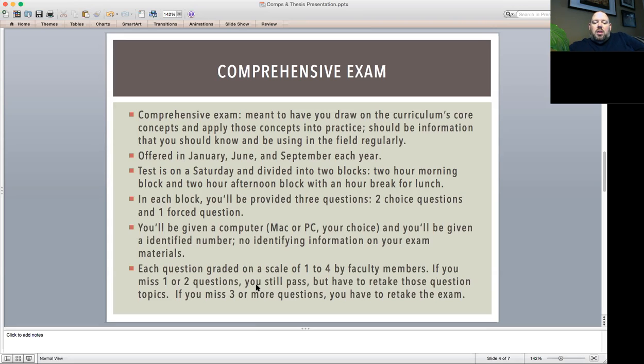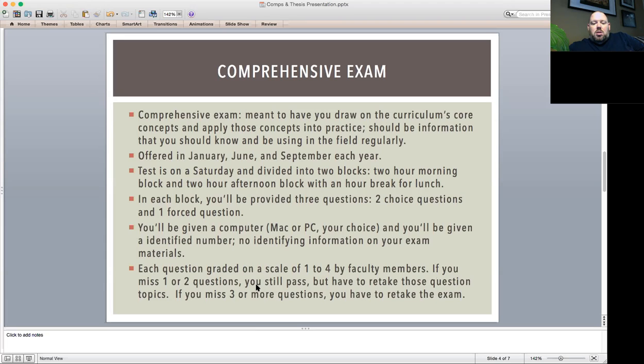For the comps as well, you'll be given a computer, so you decide whether you want to type on a Mac or a PC. You let Jennifer know when you RSVP, and she'll send out an email to all of the students who are registered to ask for that. You are then placed in the appropriate computer lab on campus, the Mac lab or the PC lab, and you'll be given an identified number.